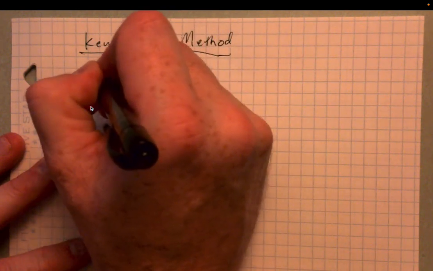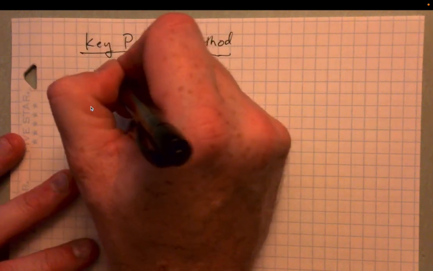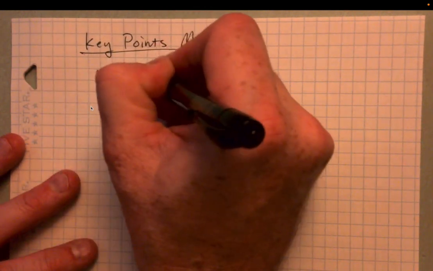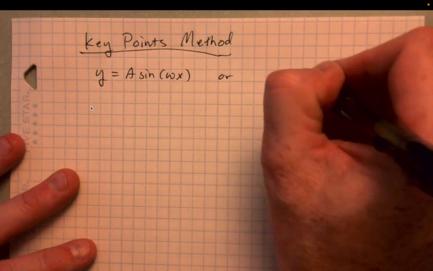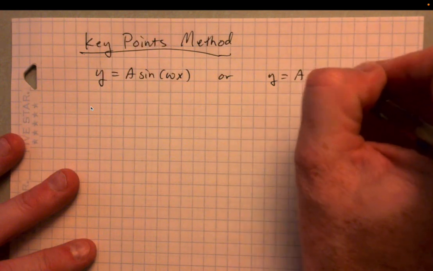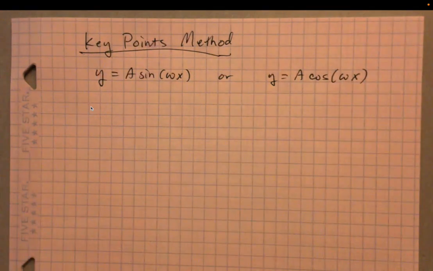This is going to apply to functions of the form y equals a sine of omega x, or y equals a cosine of omega x. Now, there is a third variation that can be plugged into the sine and cosine function. That's called the phase shift. We're not going to get into the phase shift in this section. We may come back to it though.